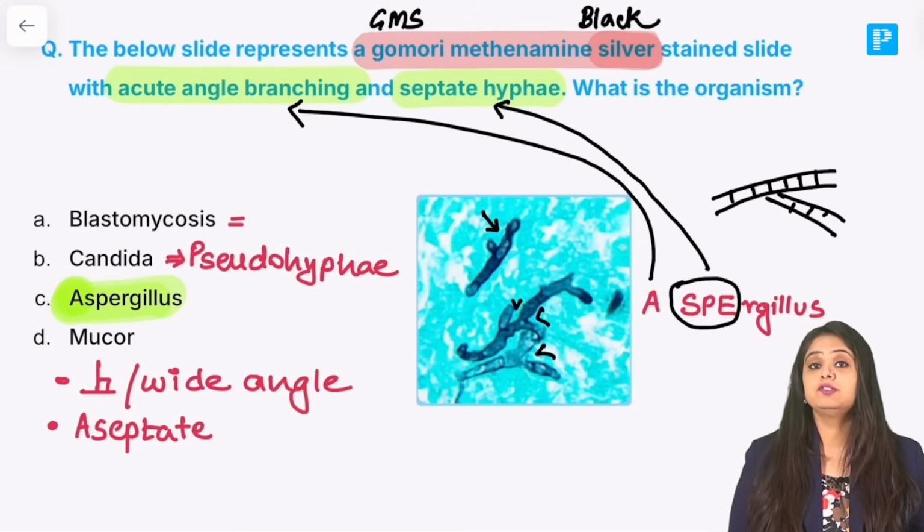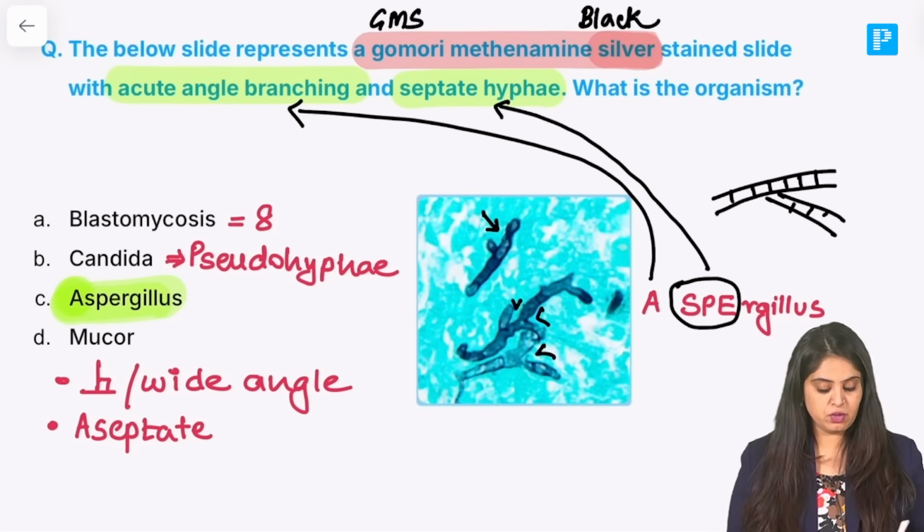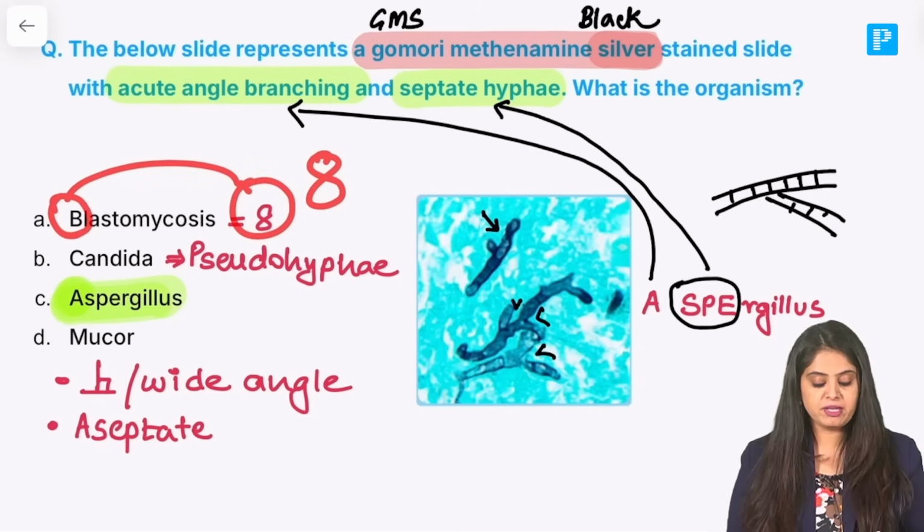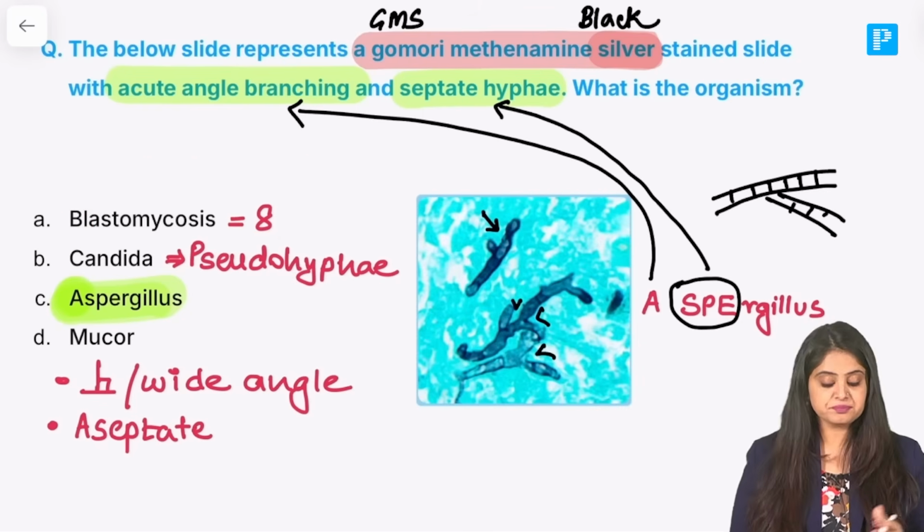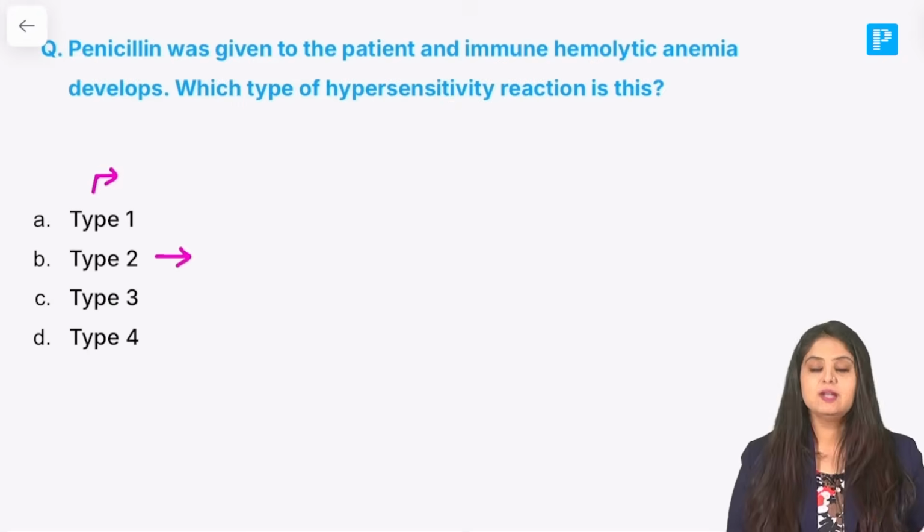Candida will not show me true hyphae. Candida will show me pseudohyphae and the classical shish kebab appearance. Next, blastomycosis. We always study B for 8. Blastomycosis shows you figure of 8 appearance. Well, we finished off this question. We can move on to the next.